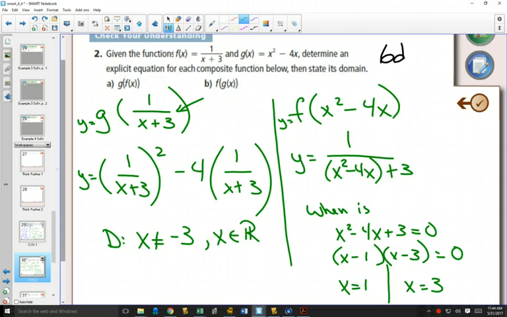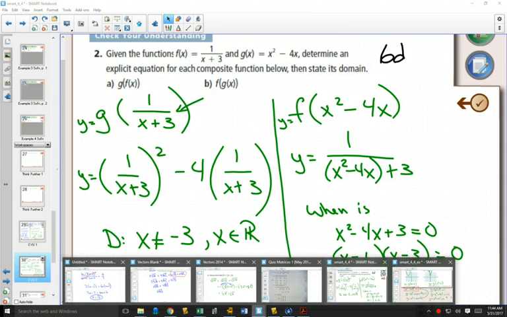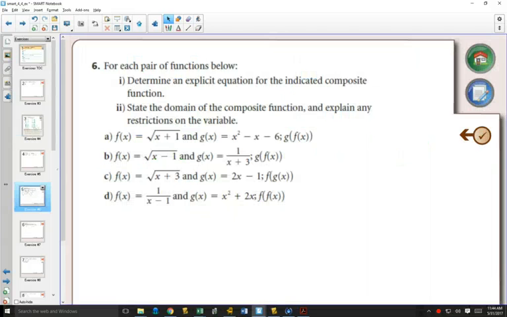6D. Try that on your own, and then we can look at it together in a bit.